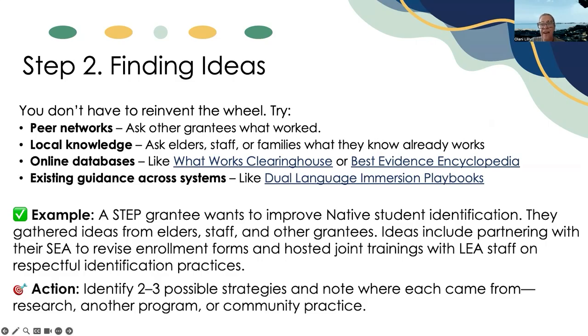Next, let's look for strategies that have worked, either in research or on the ground. You don't need to start from scratch. Talk to other grantees, ask community members what they've seen works. Explore online databases like What Works Clearinghouse, and check existing guidance across programs and systems. For example, a STEP grantee who wanted to improve how Native students were identified in school data talked to elders about barriers, connected with another grantee through a peer learning group, reviewed online research sources, and learned about a strategy that combined updated enrollment forms with staff training.